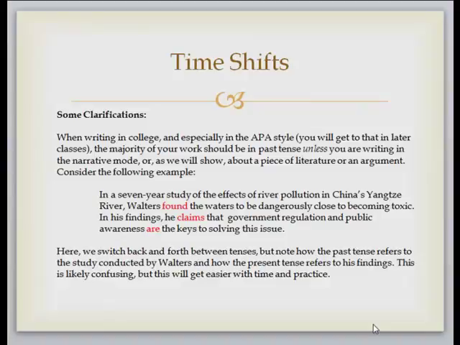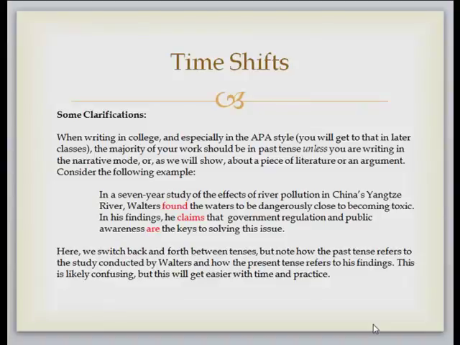However, studies and research and those types of things that you're studying, we always consider those to be in past tense. We did a study, but we write, but this person writes this. A little confusing, but you'll get the hang of it as you move forward. So let's give an example.